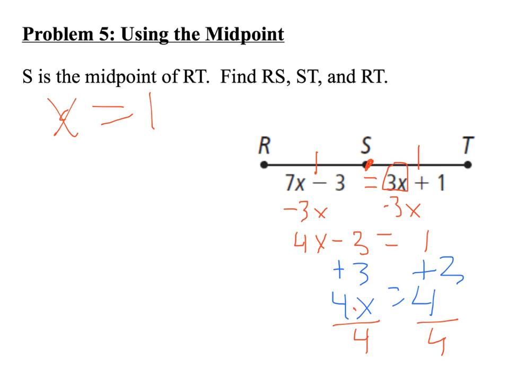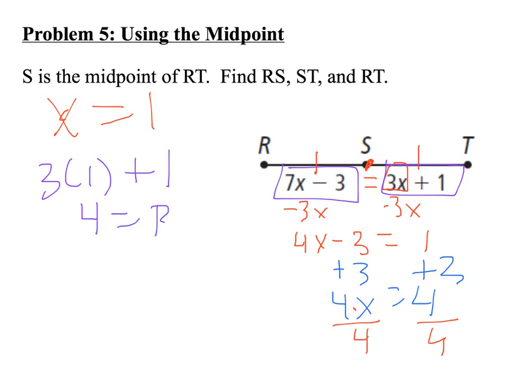So now I can solve this. And here's the nice thing about having a midpoint. I can pick either one of these two equations here, because the definition of midpoint means that these two are going to be congruent to each other. So it doesn't matter which one I put it into. I'm going to pick 3 times 1 plus 1. That's 3 plus 1, which gives me 4. So RS is going to be equal to 4. And then I know that ST is also going to be equal to 4, because those two are congruent.